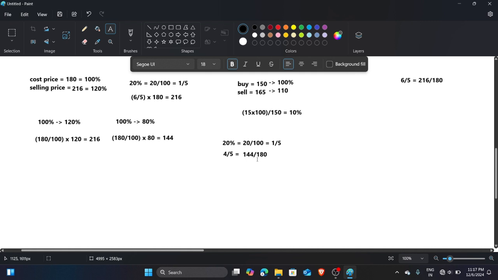As you can see, suppose you have to divide them. First you divide by 6, and when you divide them, you get this answer. So here you get the use of proportions.